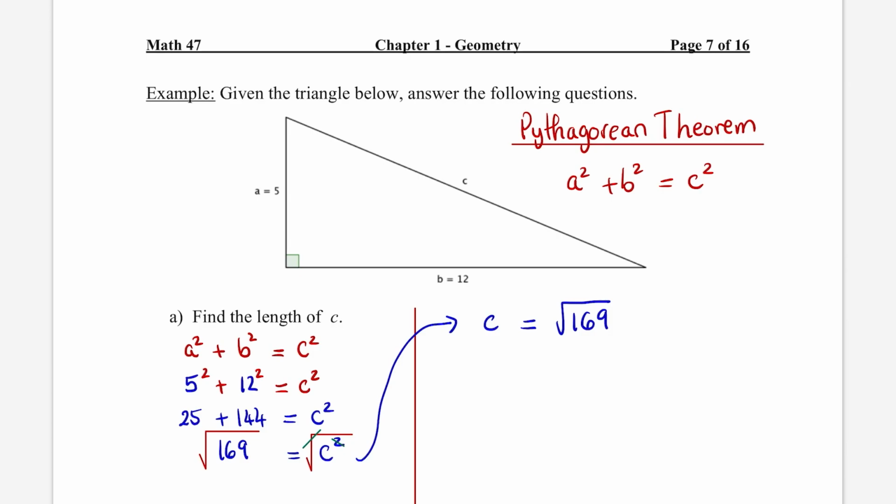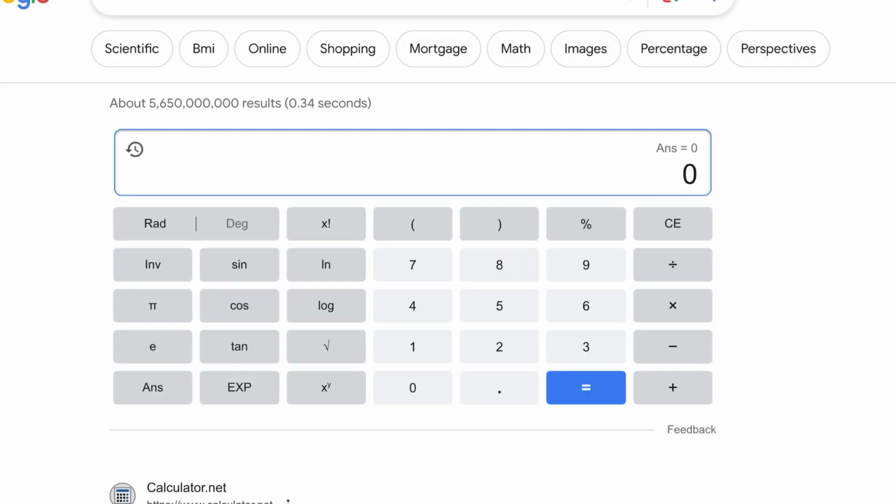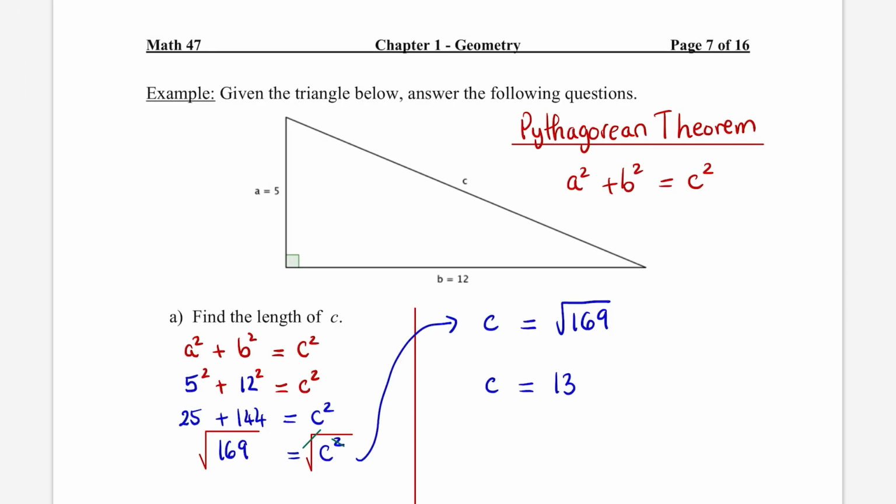You can use a calculator to find the square root. I am going to use a Google calculator to show you how to find a square root. However, every calculator is different, so please learn how to use your calculator. The square root of 169 equals 13. C is 13. The question didn't give me any unit, so C is equal to 13 with no unit. But if it gives you a unit, for example inches, then C will be 13 inches.